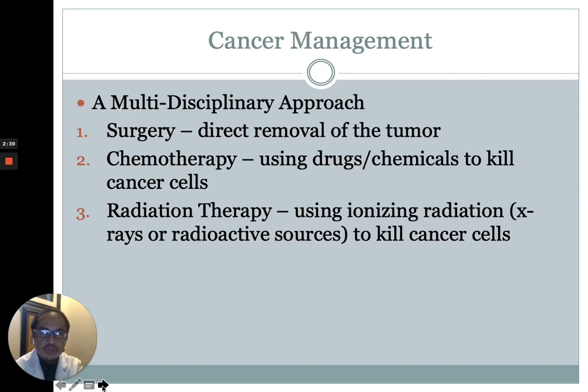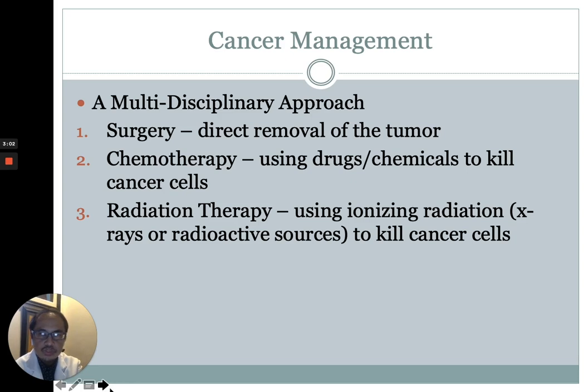So how do we usually treat cancer? Treatment of cancer should be a multidisciplinary approach. We are always advocating a multidisciplinary approach. Not one specialty should be the only treatment. It should be a multimodality approach.